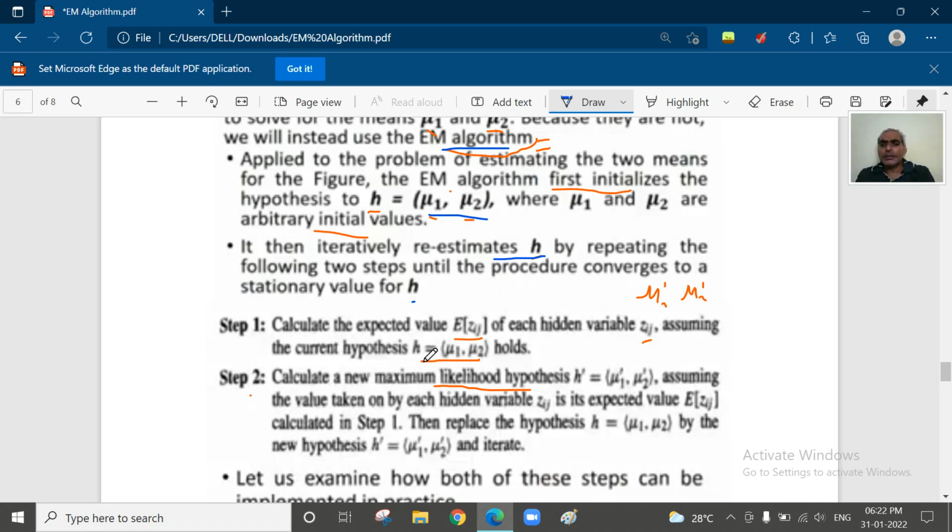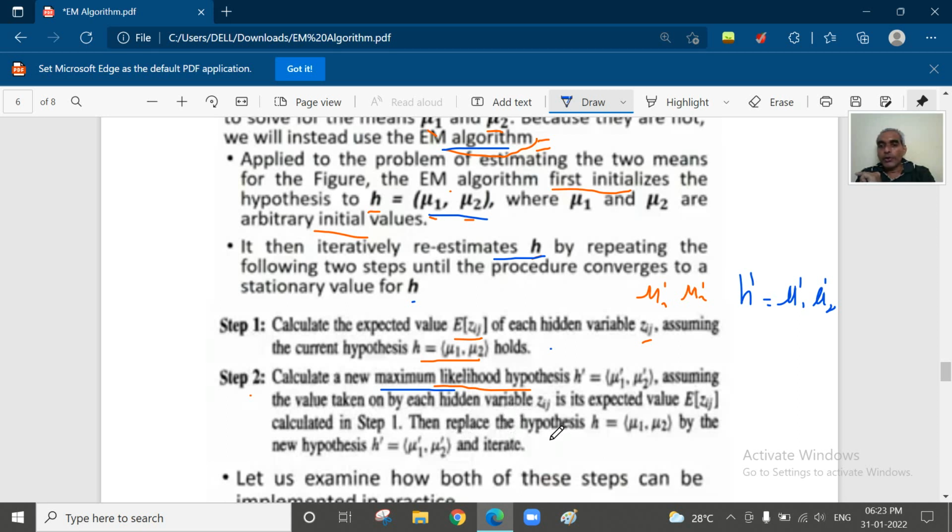Assuming the current hypothesis h equal to mu1 and mu2. So first, the initial step, you assign some values for mu1 and mu2. Next, you calculate a new maximum likelihood hypothesis h dash, which is equal to mu1 dash and mu2 dash, assuming the value taken on by each hidden variable zij is its expected value from the previous step. Already we made an initialization, then we find a new value.